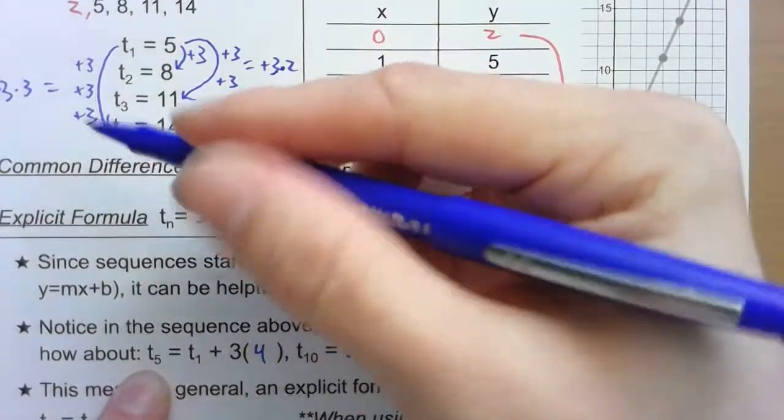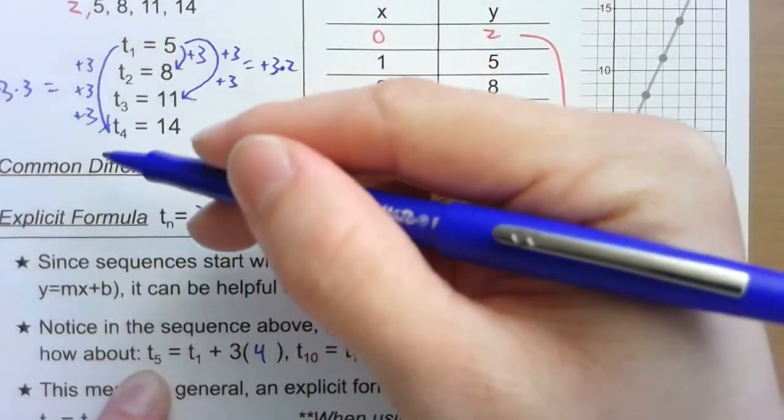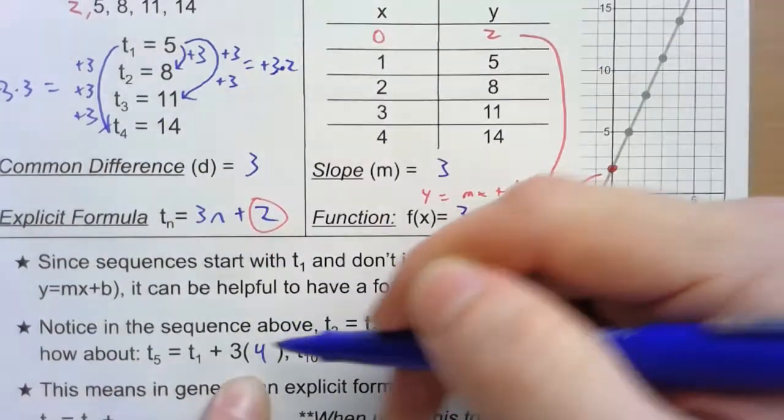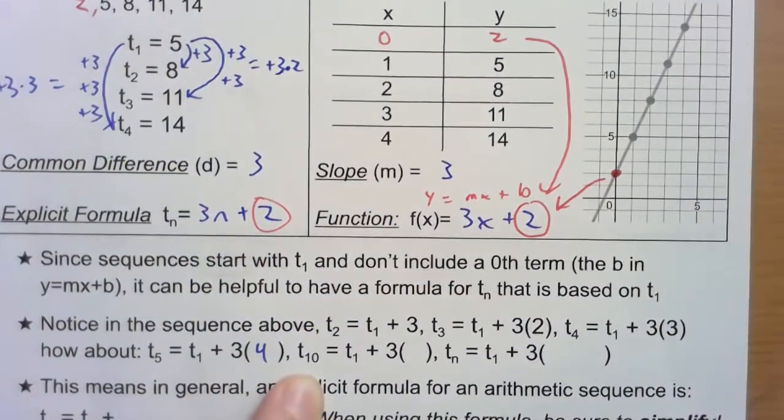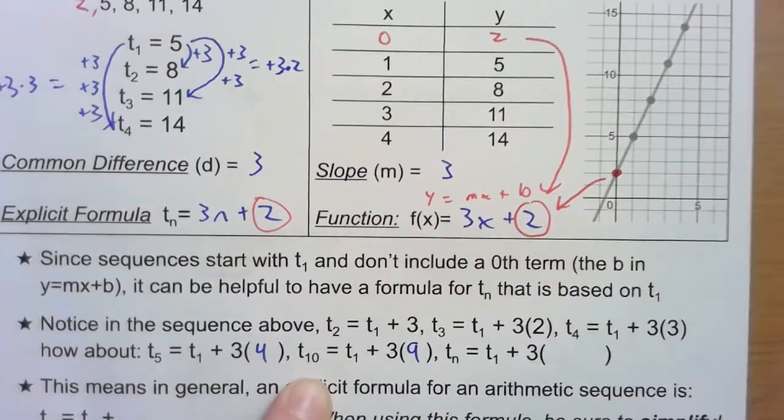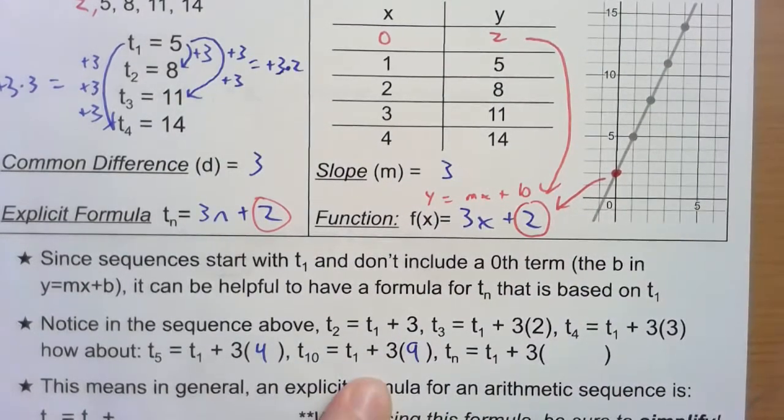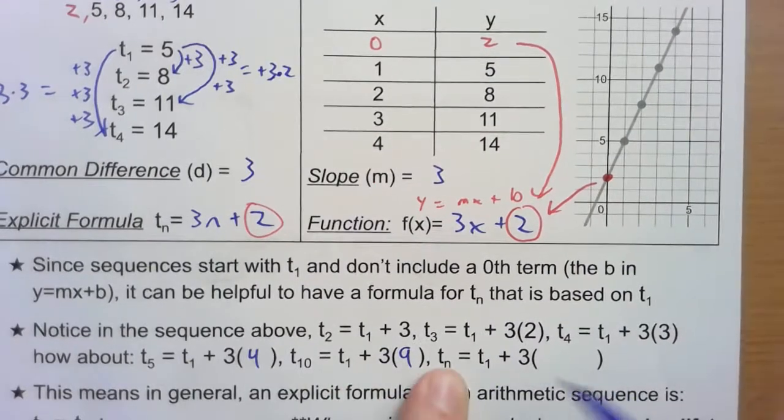To get to the fifth one, you do plus 3, plus 3, plus 3, plus 3 — 4 times. 3 times 4. How about the 10th one? From the first to the 10th is 9 steps forward, 9 steps of 3. Okay, so now is when we need to generalize this, try to do this in terms of variables.